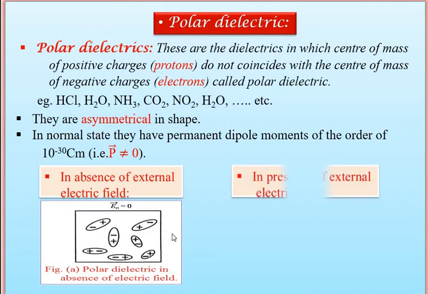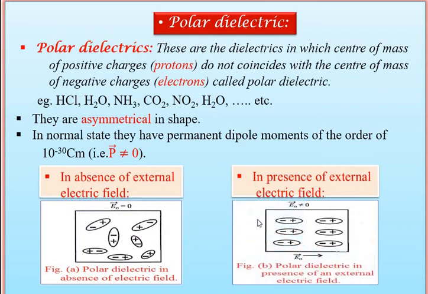When they are kept in the external electric field, the positive and negative charges are displaced. The positive charge moves in the direction of the external electric field and the negative charge moves in the opposite direction of the external electric field. These are aligned in only one direction. See the figure, the positive charge moves in the direction of the external electric field and the negative charge moves opposite to the external electric field.